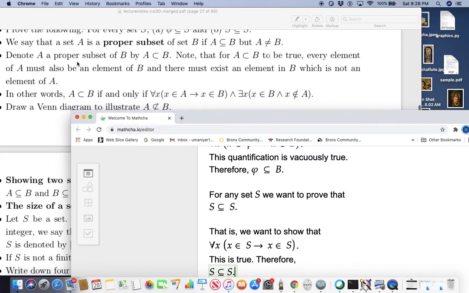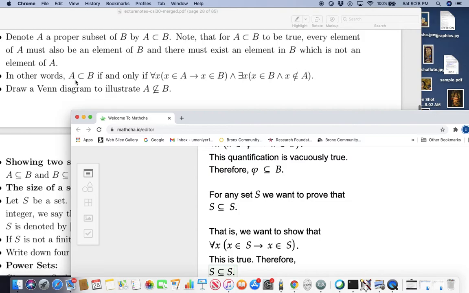So, denote A is a proper subset of B by writing just the cup without the line underneath. Note that for A to be a proper subset of B to be true, every element of A must also be an element of B, and there must exist an element in B which is not an element of A. In other words, A is a proper subset of B if and only if, for every x, if x is an element of A, then x is an element of B.